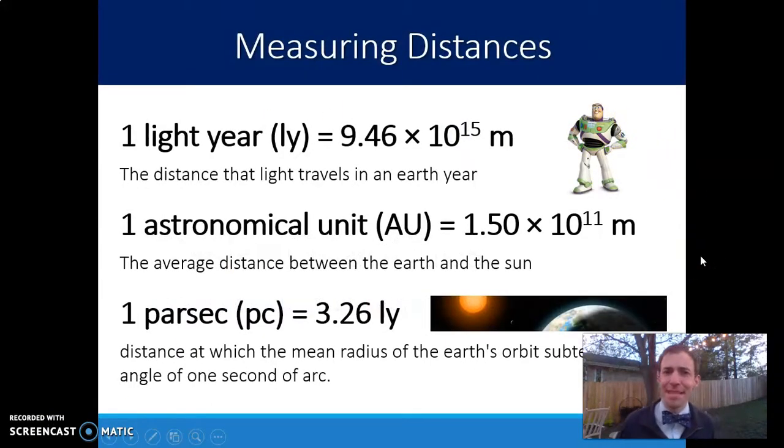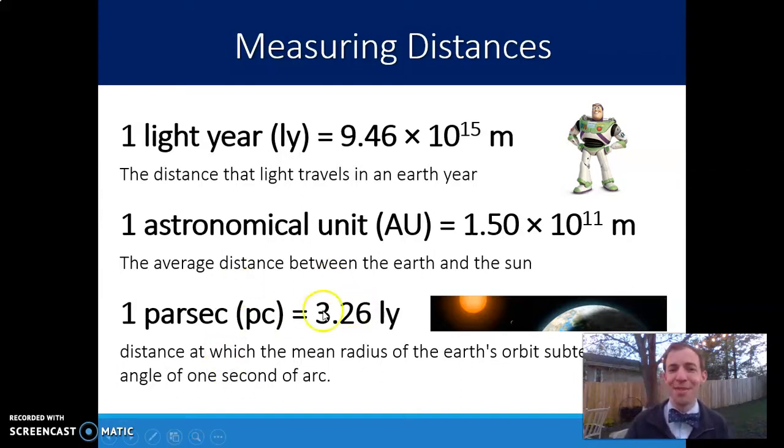So as a reminder, these are the three different measuring distances that we talked about last lesson. So the light year, the astronomical unit, and the parsec. Really today, we're going to focus primarily on light years and parsecs. Typically, a star is going to be given to you in units of parsecs because that's how we actually measure how far a star is away from us.